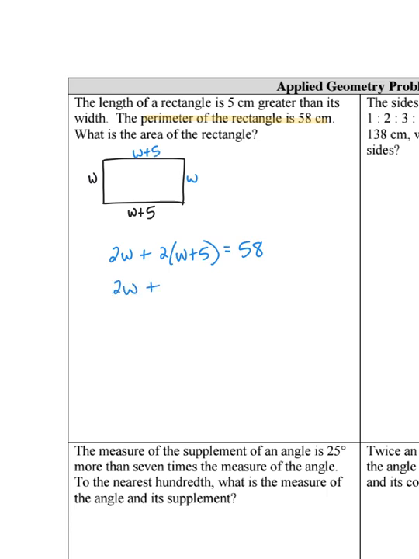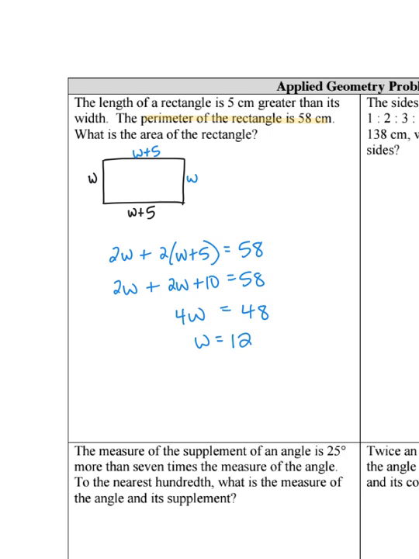Okay, once again, I have an algebraic expression here. I'm going to go ahead and solve. 2W plus 2W plus 10 equals 58. Combine my like terms, subtract my 10, and divide by 4. I get my width to be 12. Let's plug that back into the picture.